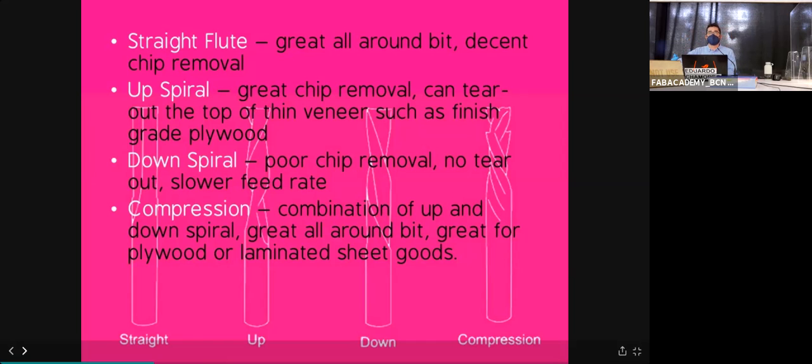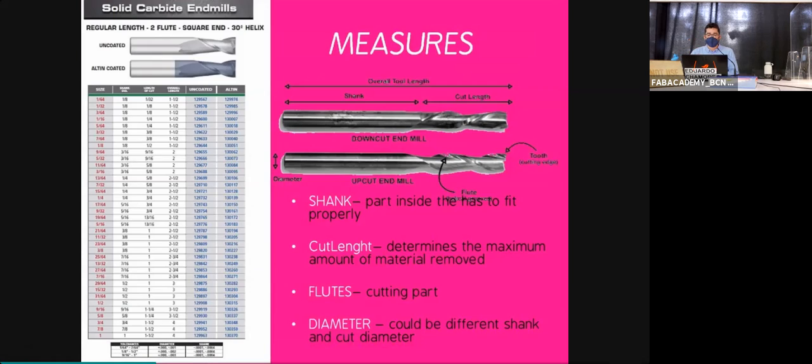Compression is the best of up and down, and is widely used only for composite applications, and it has a bad thing: it is quite difficult to make the setups for this one, because we need to go fast but slow at the same time, depending on what type of cut you are doing.